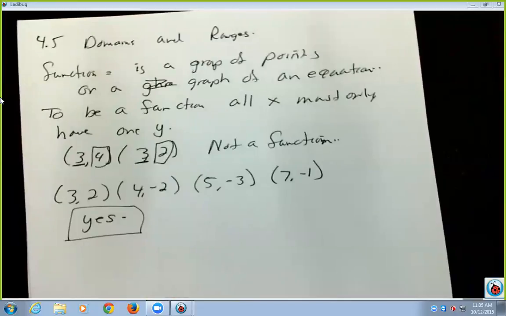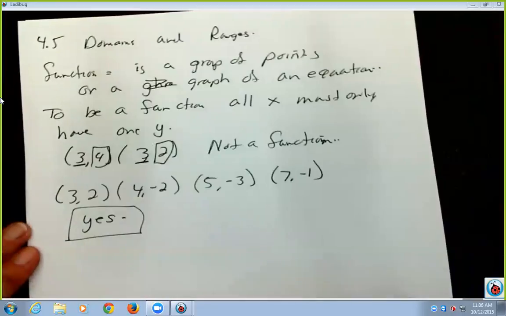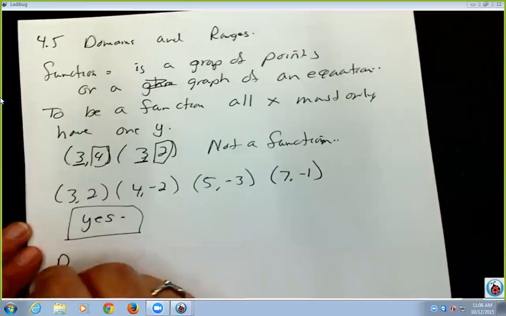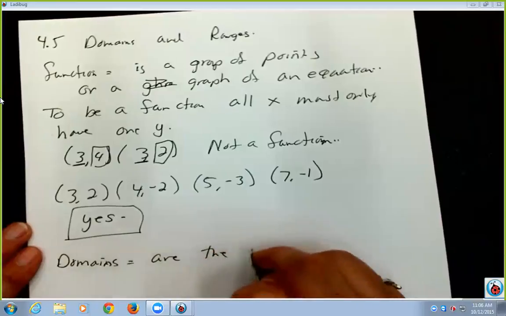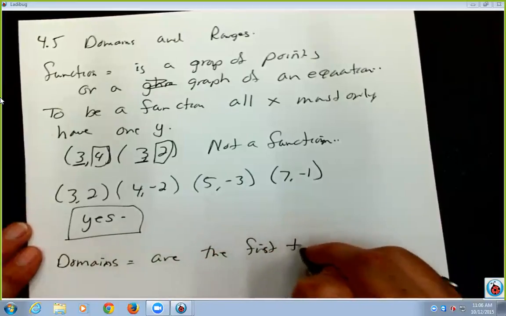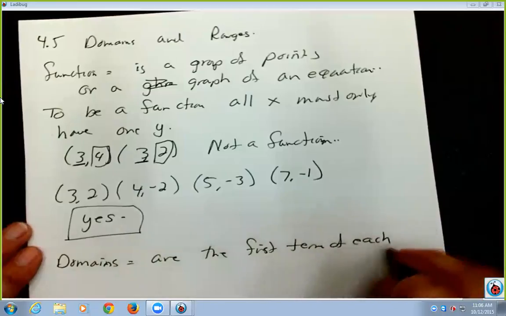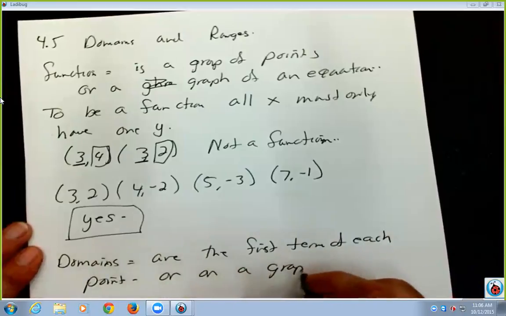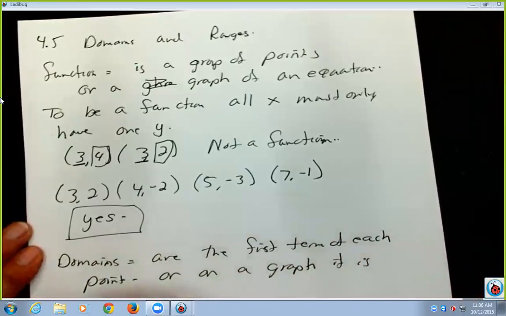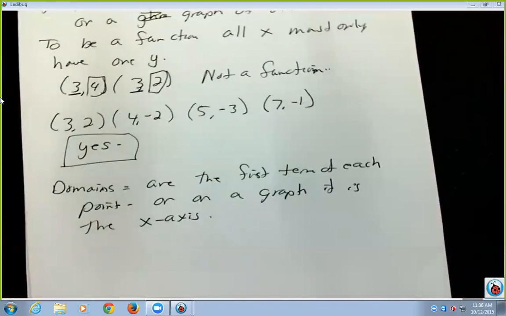But again, if they've got some kind of patterns in there, we'll look at graphs in a little bit, but if we just start out looking at a whole bunch of points, we get an idea of what's taking place with those. So then from there, we look at domains. Domains are the first term of each point. Or on a graph, it is the x-axis. So the domains are the first pieces of each point.